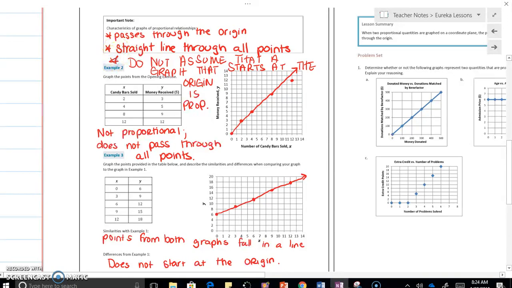Other ways to test for proportional graphs, you can test 2 of the points and divide y divided by x. If you get the same unit rate, then you'll know it's a proportional graph.